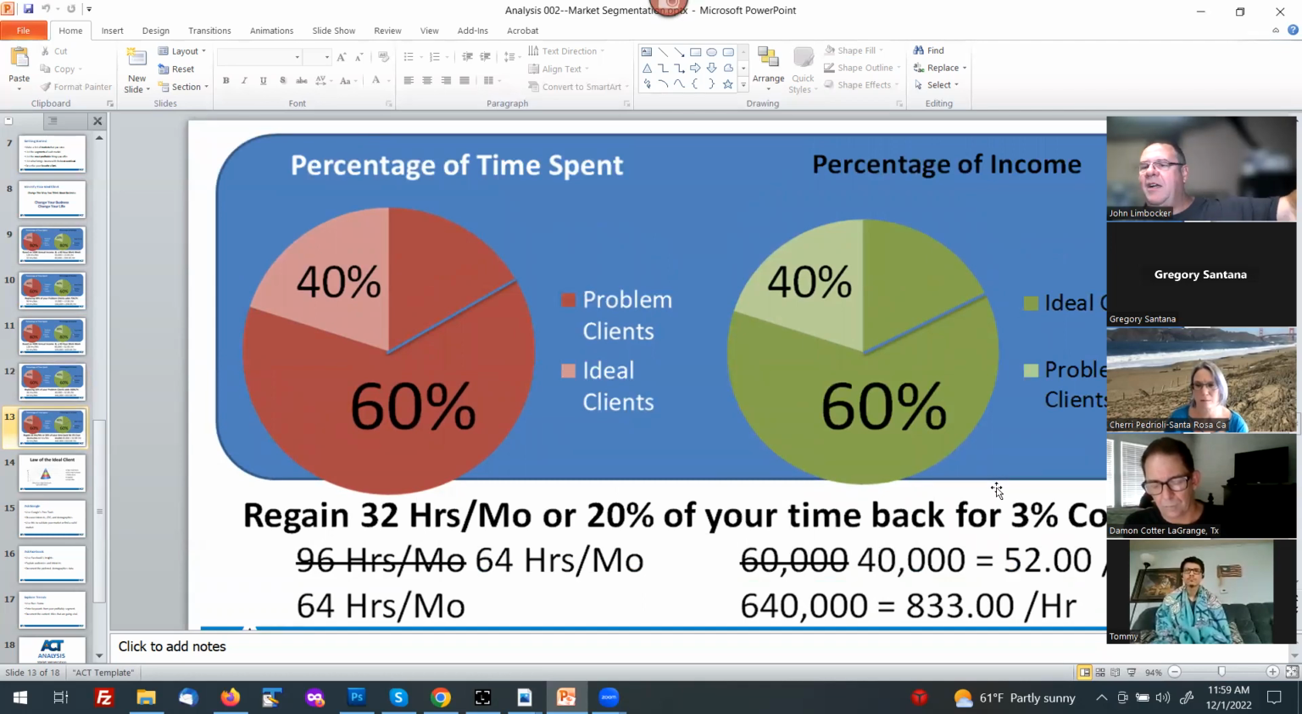What happens if we just get rid of them and we don't replace them, right? So here's what would happen. You'd regain 32 hours or 20% of your time back, and it would only cost you 3%. You'd have to give up 3% of your income to do it, just by throwing those out the window. You'd lose $40,000, you'd make $640,000, yet you'd get all that time back.